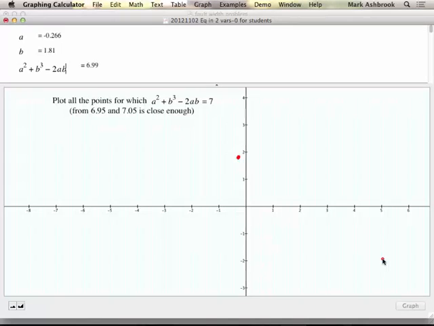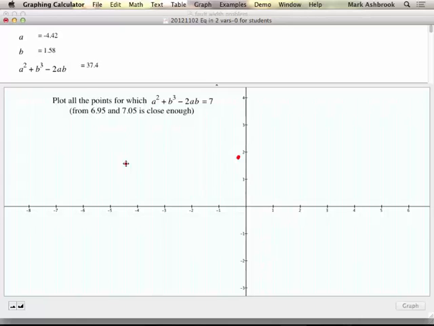So there is a point such that that expression is within our tolerance of 7, from points 6.95 to 7.05. Okay, and once you plot that, now try to find another one. And you're trying to find every point, every point such that that expression will be very close to 7. Don't write down coordinates, just get as many points as you can, as quickly as you can.